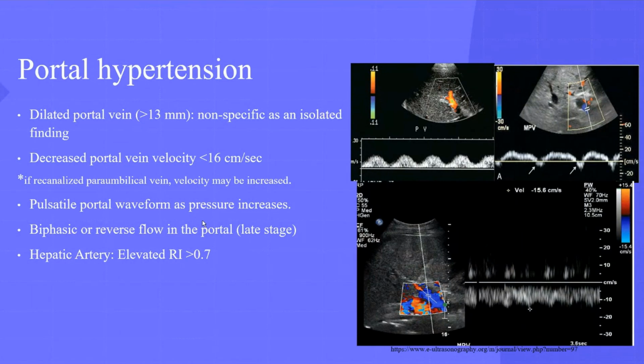For portal hypertension, the ultrasound appearance includes a dilated portal vein, more than 13 cm, which is not specific as an isolated finding. Decreased portal vein velocity, less than 60 centimeters per second. If we recanalize the para-umbilical vein, velocity may be increased. A biphasic or reverse flow may form in the portal vein as pressure increases, in the late stage of portal hypertension. In the hepatic artery, you see an elevated RI, more than 0.7.